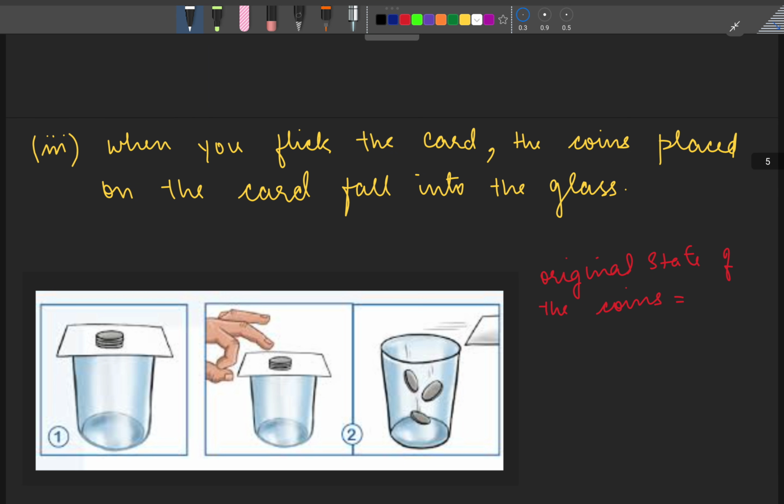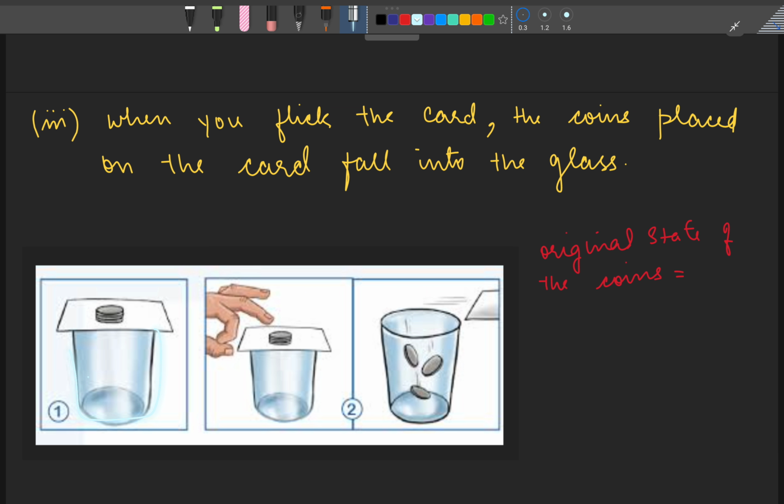The third example, and it's a very common example when you study inertia, is when you flick the card, the coins placed on the card fall into the glass. This is a glass that you've taken, you fill it with water, you put a card on top of it and you put some coins.